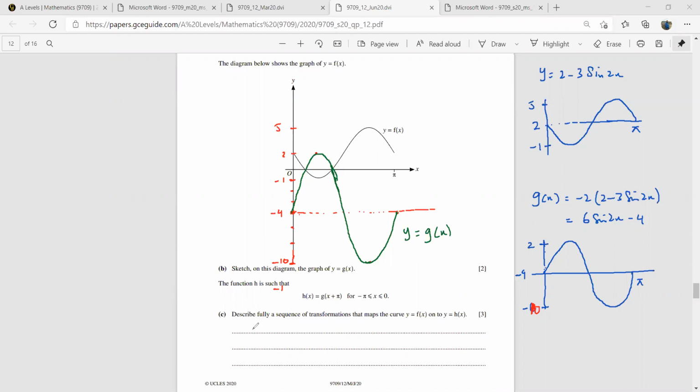Then it says, describe fully. Now it says the function h is such that h of x is g of x plus pi. H of x is g of x plus pi. Now, let me write here. First of all, we had f of x, and that was 2 minus 3.